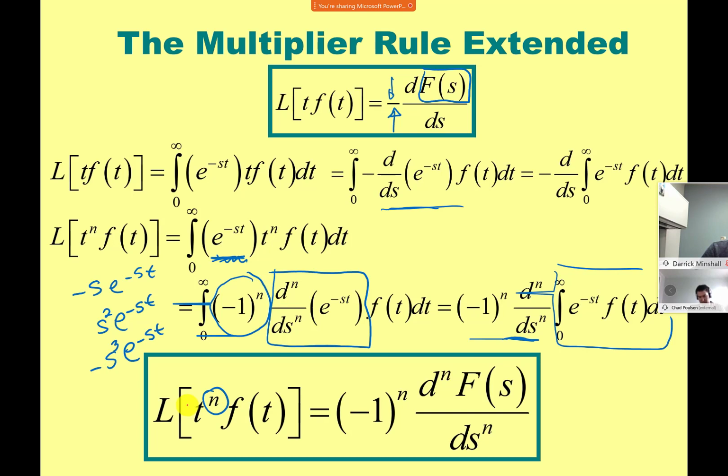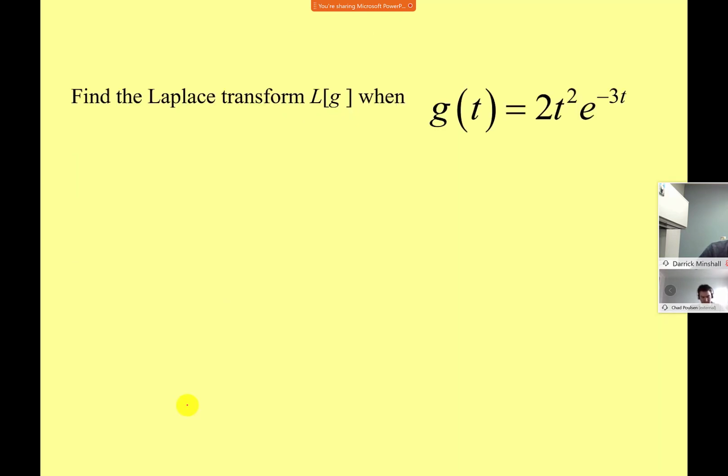So that's called the multiplier rule extended, and it just gives you a little more in your toolbox for transforming right hand sides. That could have been a t squared times a function, like t squared sine t, or a t to the 4th cosine t, or a t to the 5th e to the 3t, or something like that, and this would be how you do it. Then one more thing to point out, if we wanted to Laplace transform this, well, let's go ahead and use the multiplier rule.